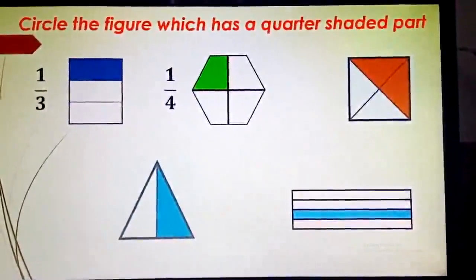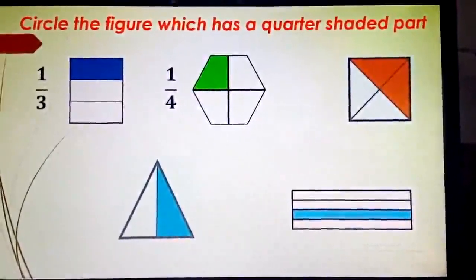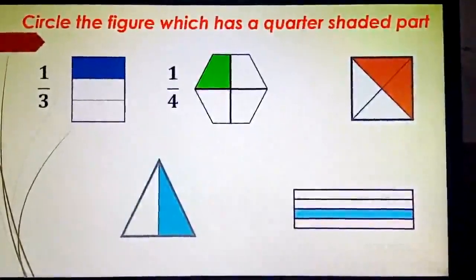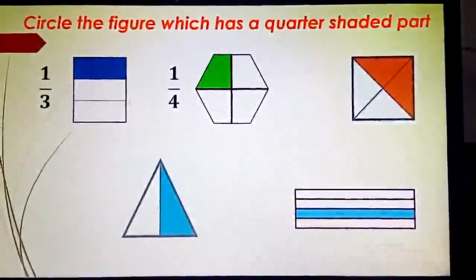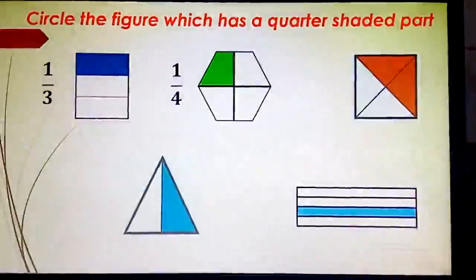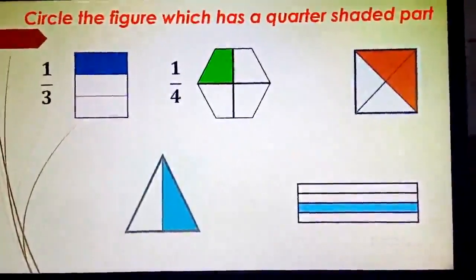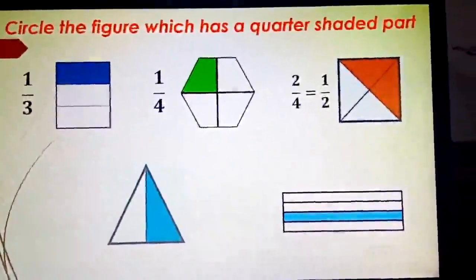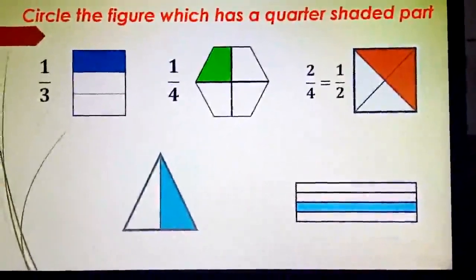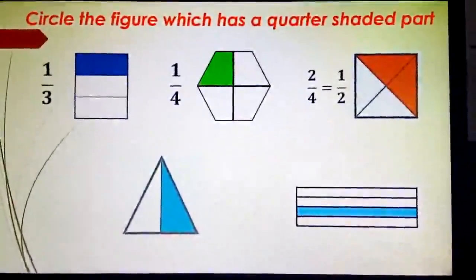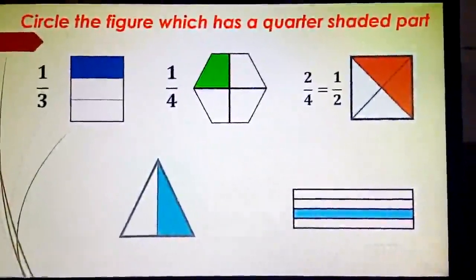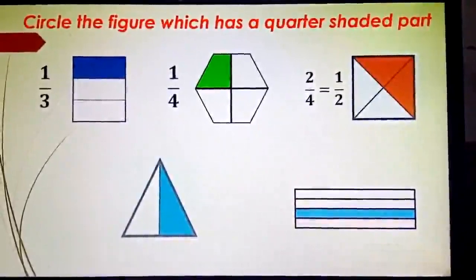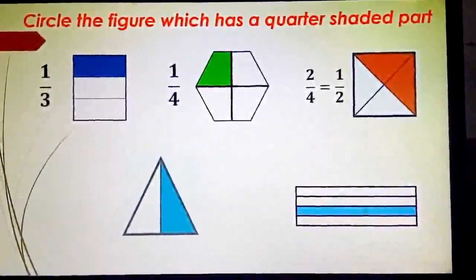The third shape, square. Here the total parts are 4 parts. Write it in the bottom number, number 4 in the bottom number. And the colored parts are 2 parts. Write it in the top number. So the fraction in the third shape is 2/4, which equals 1/2. So the fraction 2/4 equals 1/2 in the third shape.